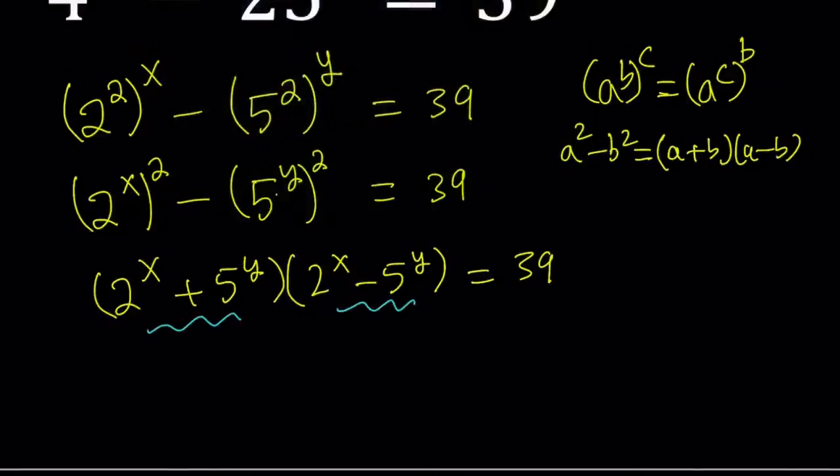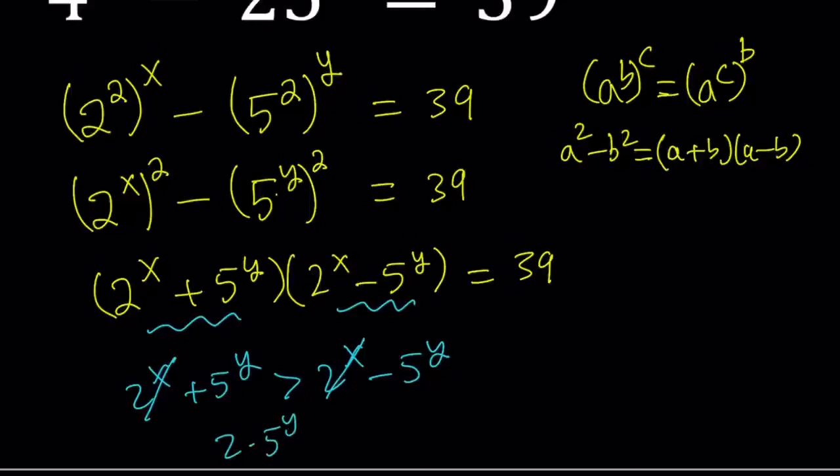Now one fact that you have to consider here is that this factor is greater than the other factor. Why? 2 to the power x plus 5 to the power y is greater than 2 to the x minus 5 to the y. Because if you think about it, when these two cancel out, 2 times 5 to the y is greater than 0. That's a true statement. And this is reversible, right? Makes sense? Okay, so obviously the sum is going to be greater than that.